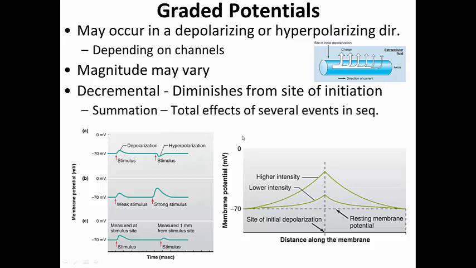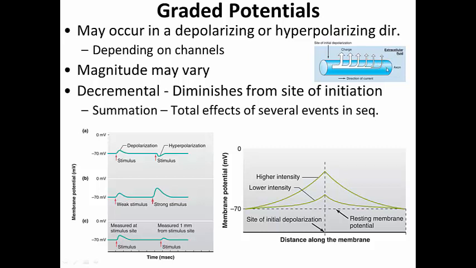Graded potentials are decremental. This means that they diminish from the site of initiation. And so this is illustrated in several points on this slide in figures taken from our text. First, let's go to the figure found in the upper right-hand portion of our screen. So here we have the initial site of depolarization, in this case a depolarizing graded potential. And what we notice is that we have a good bit of charge found close to that site, and then a little less as we move a little further away, and a little less, and a little less.